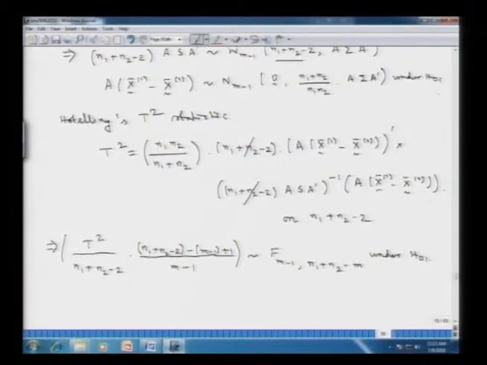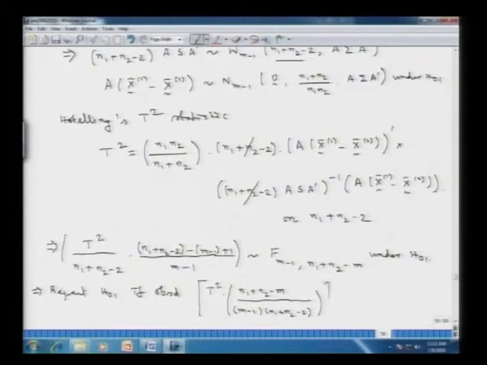the hypothesis to be tested here is H01, and hence we will reject the null hypothesis. This implies we will reject H01 if the observed value of this T square multiplied by this term, n1 plus n2 minus m divided by m minus 1 into n1 plus n2 minus 2, is greater than F with m minus 1, n1 plus n2 minus m, alpha, where this particular point is the upper alpha percent cutoff point of a central F distribution on m minus 1, n1 plus n2 minus m degrees of freedom.